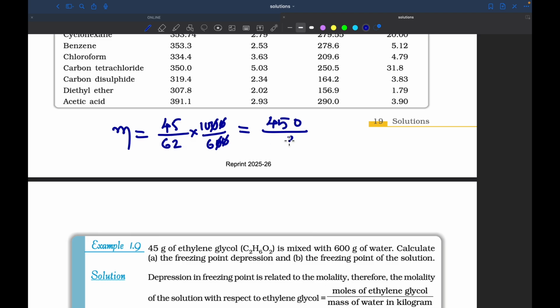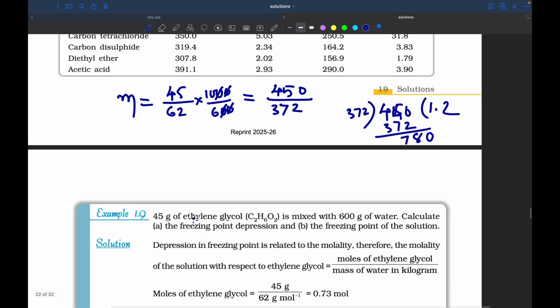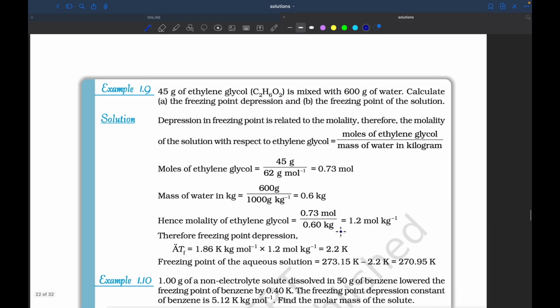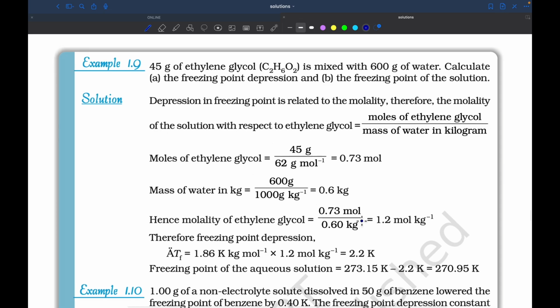Nothing is common, so it's 450 on the top and here you have 372. Now divide 450 by 372. It goes one time, right? We end up with 78, then 780, so it's 7 and you got 0. Now how many times? 2 times. So 1.2 something comes. Molality is 1.2. Then we just plug it in here. How much molality came? 1.2 came.